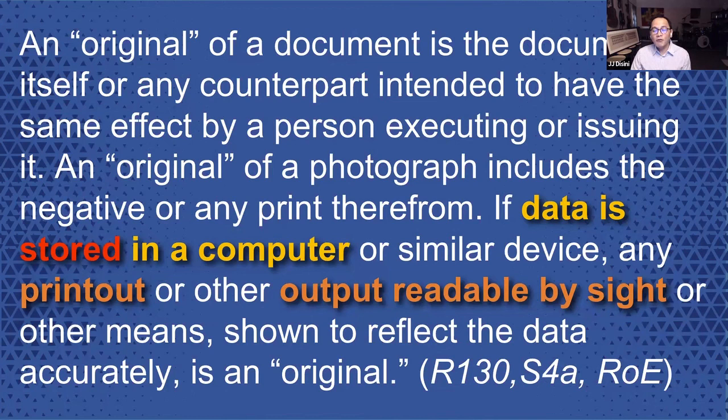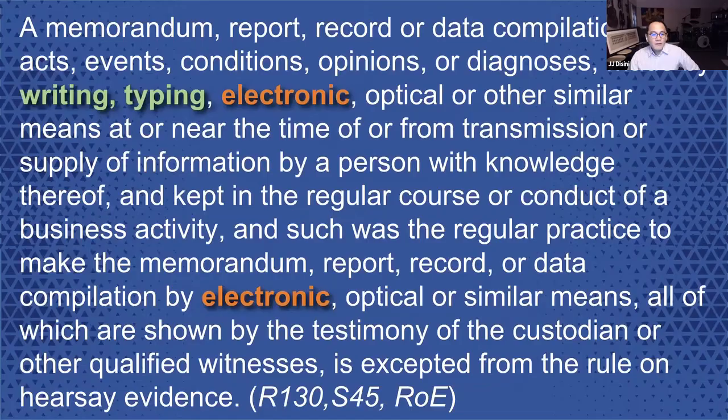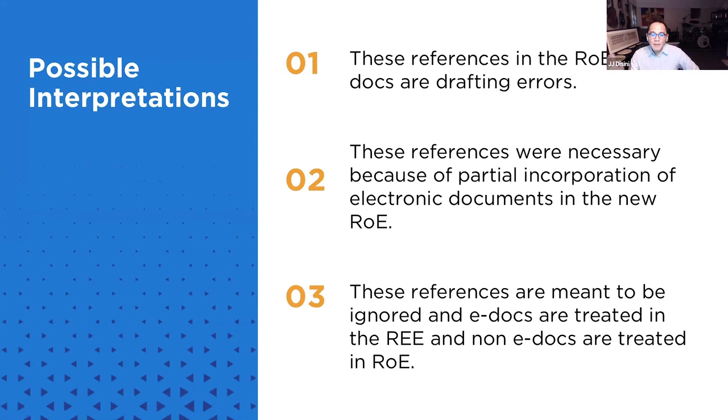But of course, if you take that position, then the form of authentication will follow the rules on evidence, and you will no longer present or authenticate it as electronic documentary evidence under the rules on electronic evidence. Okay, so the third interpretation is that these references are meant to be ignored. And we go back to the old rule where you put a strong delineation between the rules on electronic evidence and the rules on evidence. And that's perfectly acceptable as well. If you were to ask me what I prefer, I actually prefer the third one. Let's keep the delineation and keep them separate.